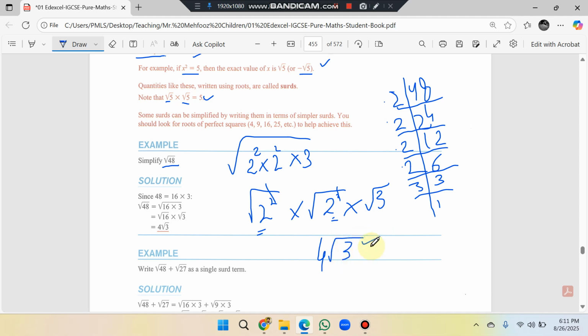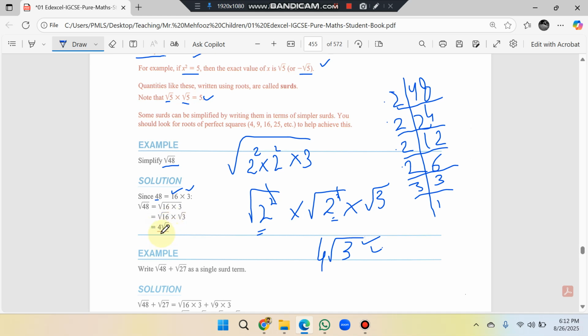So this is the basic method for simplifying some surds which can be simplified. So in this example you can see that also the square root of 48 is given, since 48 can be written as 16 multiplied by 3. So square root of 48 is equal to square root of 16 multiplied by 3. So we can write it as square root of 16 multiplied by square root of 3. So it will become 4 times square root of 3.